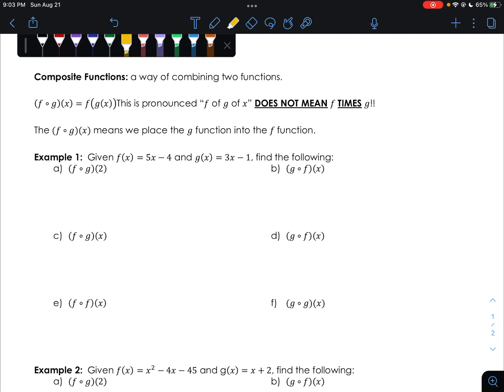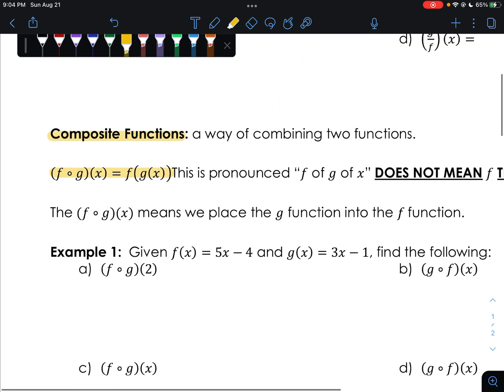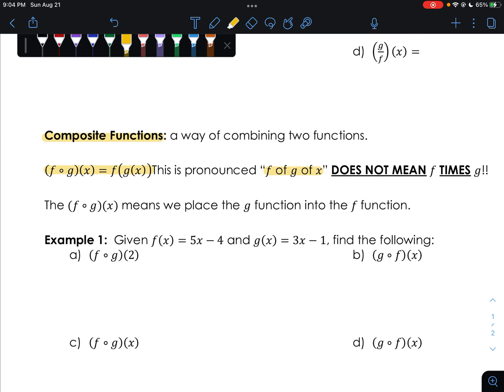Hi everyone, this video is going to be over composition of functions. A composition function is a way of combining two functions. When you see something written like this, with that open circle, f compose g of x, we can rewrite it as f of g of x with these double parentheses, and we pronounce it f of g of x.